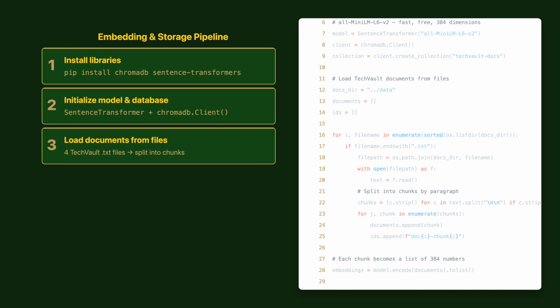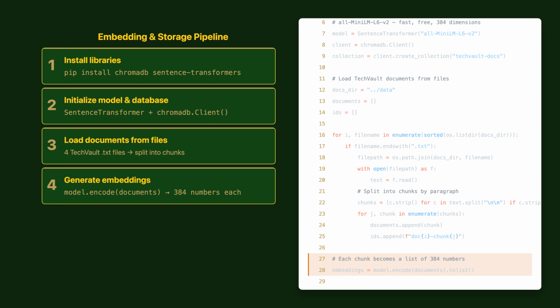Now the document loading. We set the path to our docs directory and initialize two empty lists, one for chunks, one for IDs. For each text file, we open it and read the full contents. Then we split on double new lines, one chunk per paragraph. Chunking strategy is a topic of its own. The next video in this series goes much deeper. For now, paragraphs work fine. Each chunk and a unique ID get appended to the list.